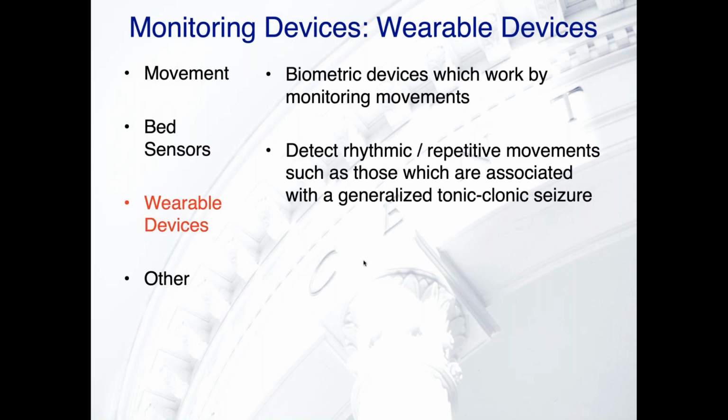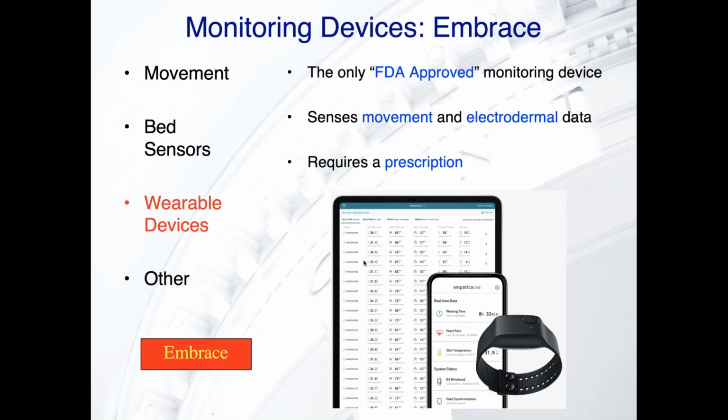Nowadays, most of us are walking around with portable electronics. And people are often using biometric devices, which work by either monitoring movement or by monitoring the pulse, oxygen, and sweating that our skin has. Most of these work by detecting rhythmic, repetitive movements. The idea is that people who have a seizure, especially a tonic-clonic seizure, will have rhythmic and repetitive movements that can be detected by the accelerometer within the device.